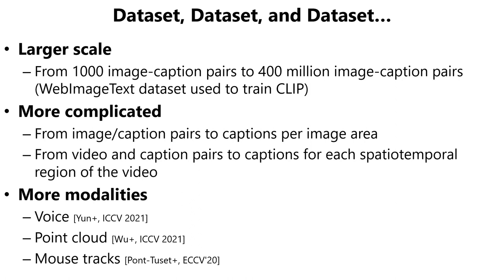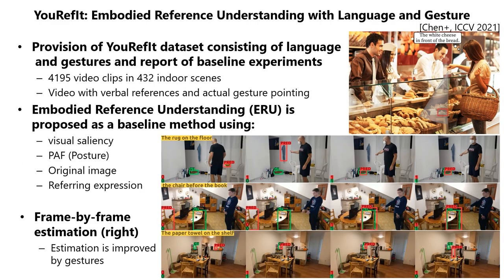There are also multimodal datasets that include audio and point clouds as modalities, and even a history of the mouse cursor's position to indicate where to look during the description. So here are some examples of other recent multimodal datasets. The first is a dataset that includes gestures. This is a dataset that includes not only an image and a referring expression, but also a video of a human actually appearing in the video and pointing at the object that the referring expression is referring to. From this dataset, the authors are conducting baseline experiments to estimate where the referring expression is actually referring to.